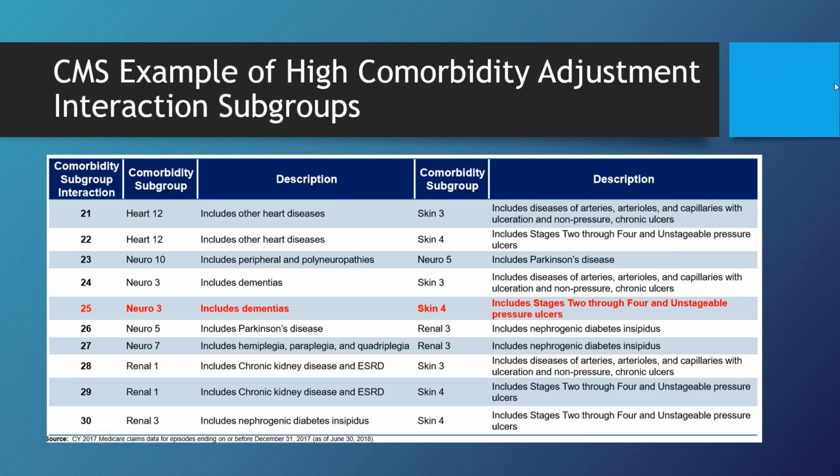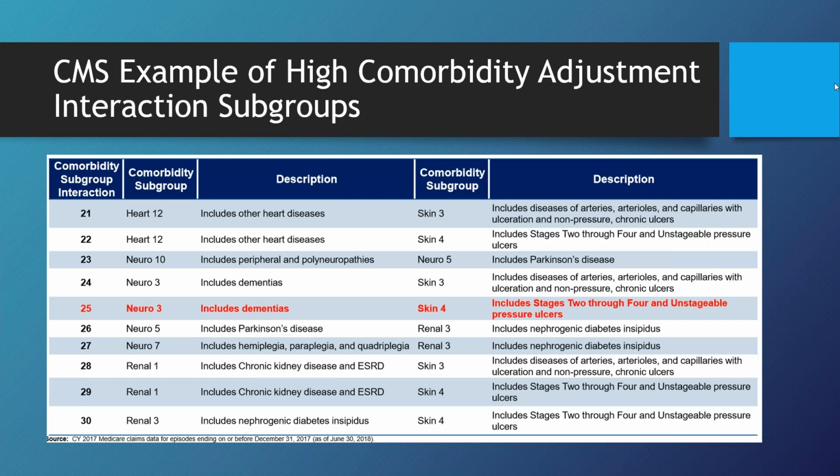Let's take a look at the CMS example from their February 2019 presentation. Certain dementia codes, such as unspecified dementia with or without behavioral disturbance, are grouped into the comorbidity subgroup Neuro 3 by CMS. If the patient also has a diagnosis from comorbidity subgroup Skin 4, which includes some of the pressure ulcer diagnoses, then CMS will adjust the comorbidity from none or low to high, since it includes a diagnosis from Neuro 3 and Skin 4, which qualifies as an interaction adjustment.